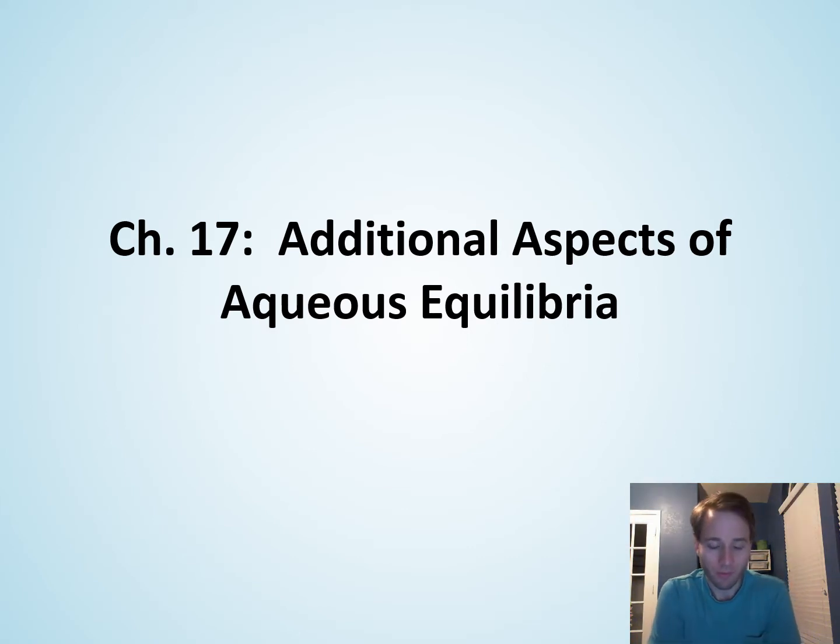All right, welcome everyone to this first video on chapter 17. We're going to talk about more types of equilibrium. A lot of it's going to be acid-base, as well as some solubility product equilibria. So in this first video, we're just going to talk a little bit about some more acid-base chemical reactions and some more things that can happen in solution when you mix different molecules, different compounds together.